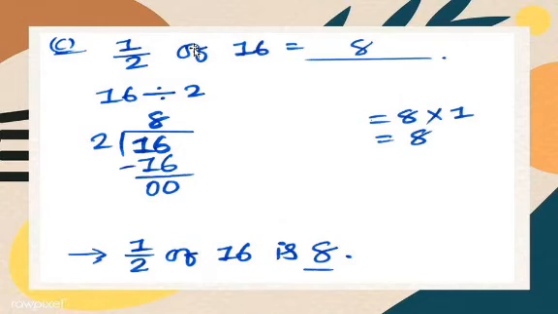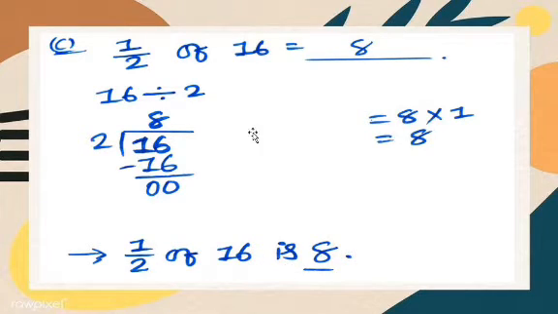Now our question number C. 1 upon 2 of 16. So 16 divided by this 2. 2 eights are 16. How many, my dear students? 2 eights are 16. 16 minus 16 is equal to 0. 8 ones are 8. But how 8? We take the 8 here, the quotient answer, and here we take the numerator 1. So 8 ones are 8. Understood, my dear students?